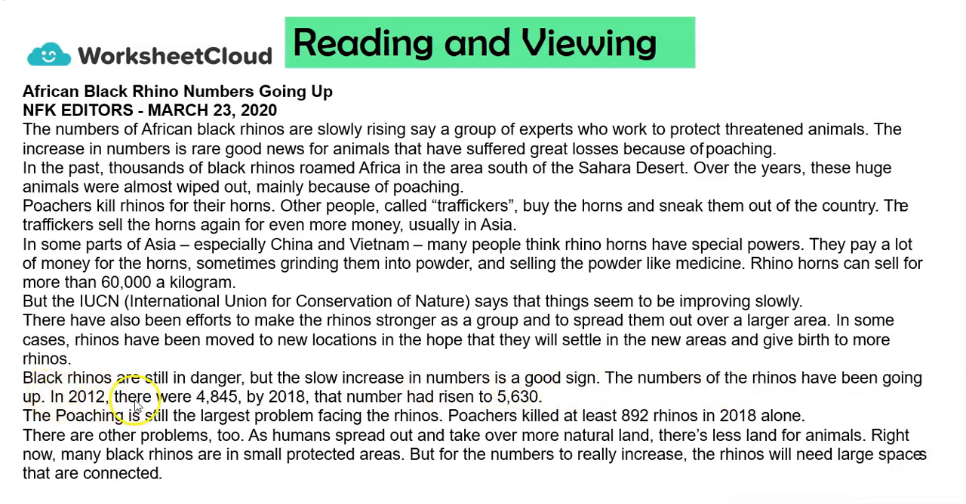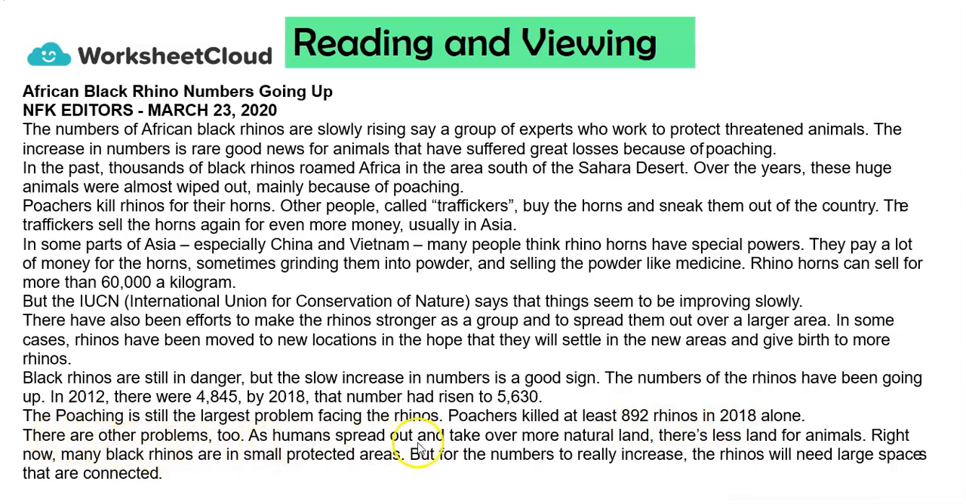In 2012, there were 4,845. By 2018, that number had risen to 5,630. The poaching is still the largest problem facing the rhinos. Poachers killed at least 892 rhinos in 2018 alone. There are other problems too.